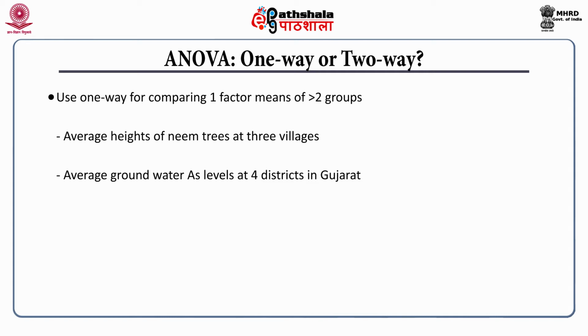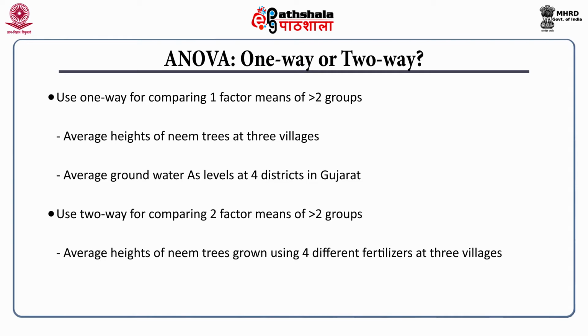But there are factors, the other variable, right? There is actually a treatment variable, right? Here the treatment variable is one in both the cases. Now in the case of two-way ANOVA, for 2 factor means of more than 2 groups, again the response variable is only one, the average height of the neem tree, but there are more than one treatment variable. Here the treatment variables are 4 different fertilizers at 3 villages. So the 2 factors are fertilizers and villages. So village and fertilizers are factors affecting the height, that is our response variable.